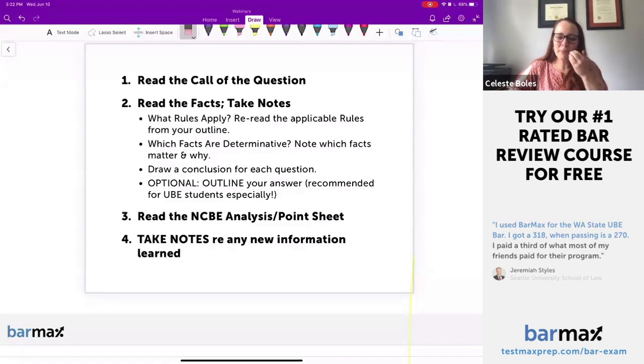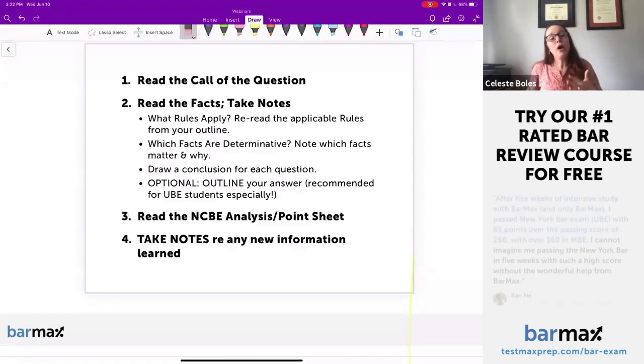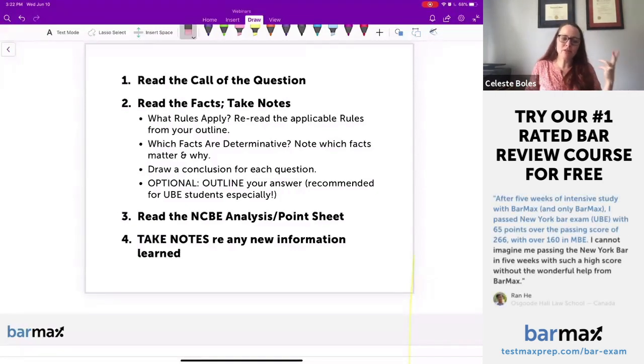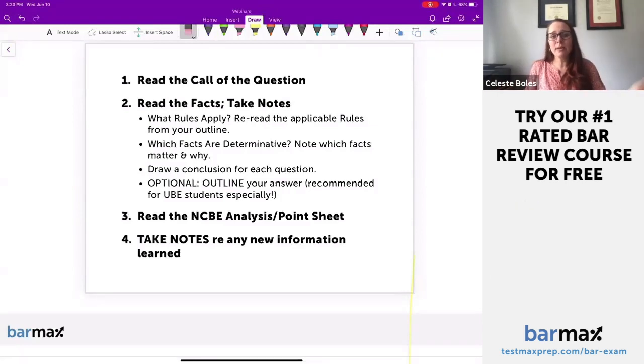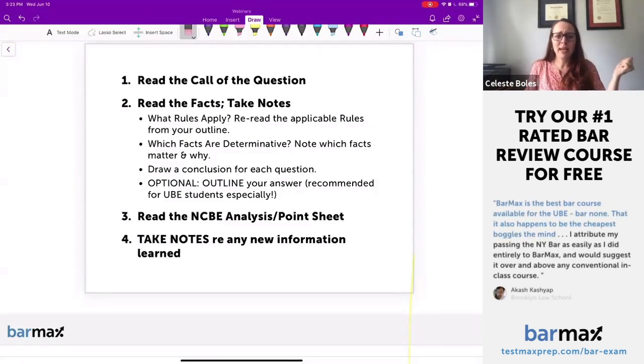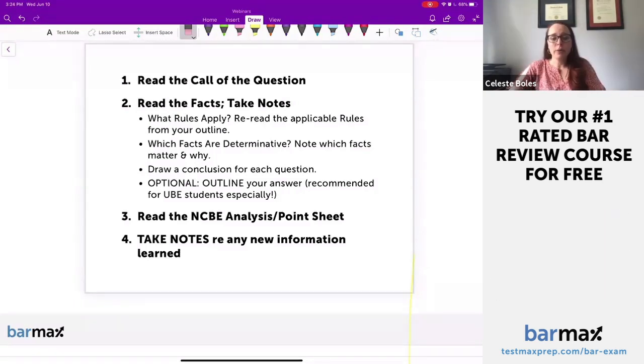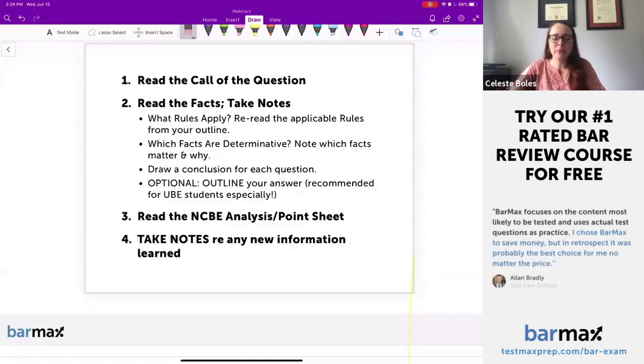Any special tips to help repeaters? Oh, wow. Yes, Julie, I just remembered this. If you have your essays from your old exam, a lot of people want us to review their old essays. So if you were a BarMax student at the time you failed, look, we're here for you. Send us your essays through the support link, and I'll take a look at them if it's UBE, or I'll grab a California tutor if it's California. So yes, we have special help for you.